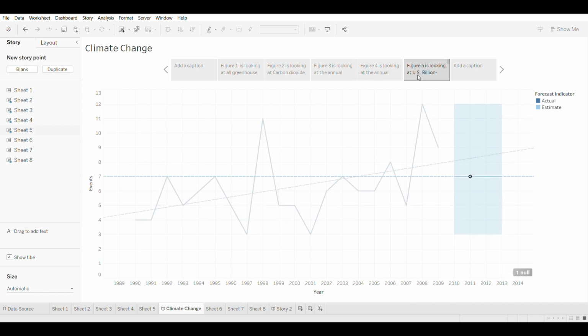Figure 5 is looking at U.S. billion-dollar weather and climate disasters for the time period using a linear trend as well. And Tableau is forecasting a value of 7 for the year 2011.